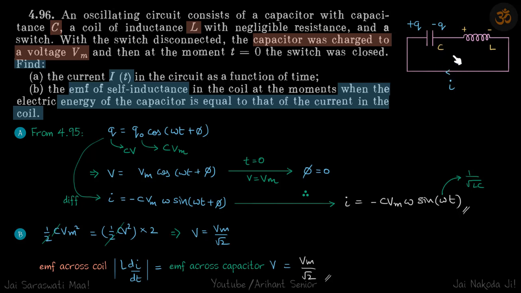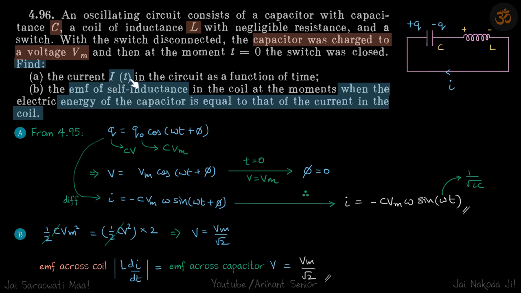We have this LC oscillation circuit, and initially it's given that the capacitor was charged to a maximum voltage Vm, and then there was some switch here which is closed after that. So at t = 0, the capacitor has voltage of Vm and current is of course 0.